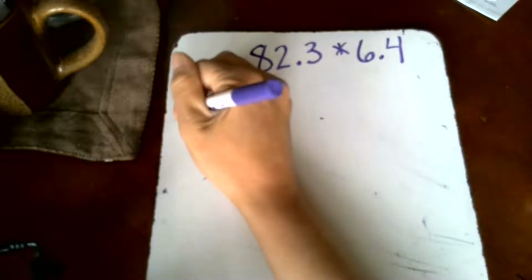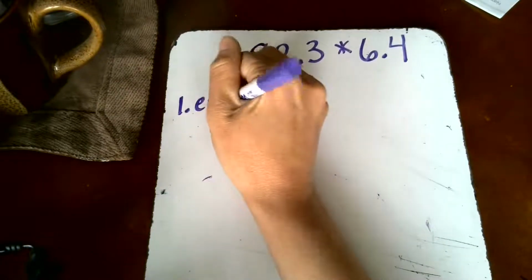Okay, so here's what I want you to do. First, write down that problem. Okay, and then remember what the steps are. So step number 1 is our estimate.